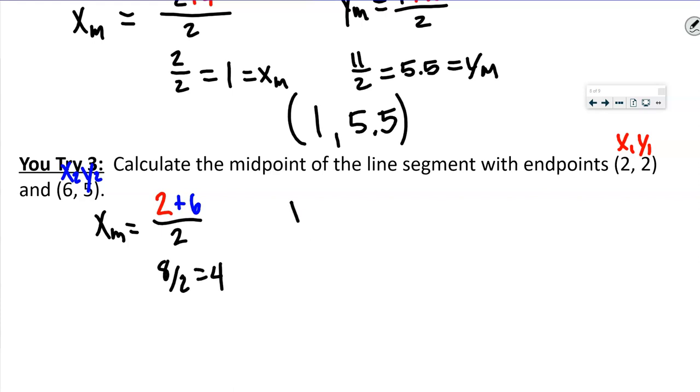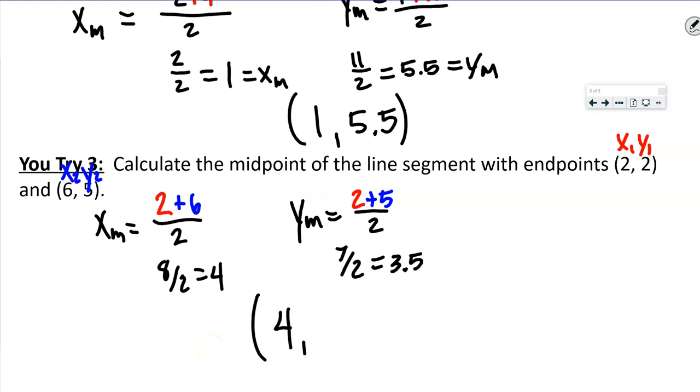Then we're going to do our y midpoint. Here again, we're doing 2 plus 5, and going to divide that by 2. So that's going to be 7 divided by 2, so that's going to be 3.5. So our midpoint is going to be 4, 3.5.